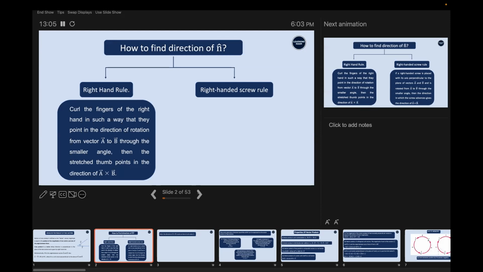See, if there is a wall and I give you a screw, and if you want the screw to go into the plane, meaning you want it to get pierced into the wall, in which direction will you turn the screwdriver? You will turn it in the clockwise direction.